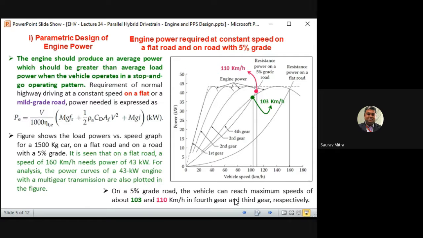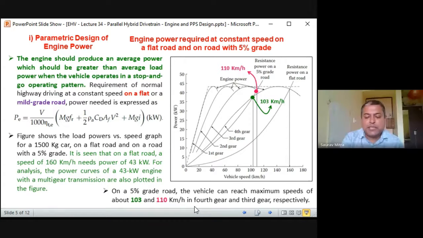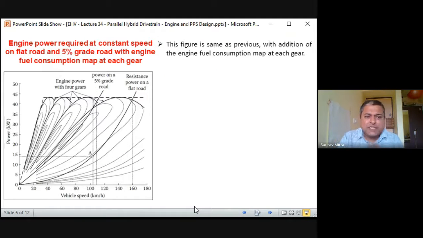On a 5% grade road, the vehicle can reach a maximum speed of 103 and 110 km per hour in 4th gear and 3rd gear respectively. So all this has come from whatever simulation they have done. That simulation result is given here. This is also the same graph. So now don't get scared. This is the same graph.